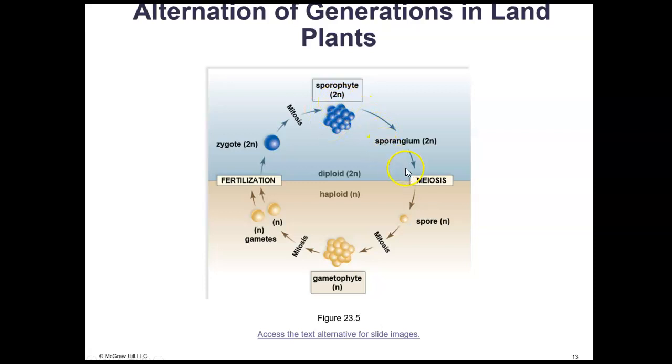The sporophyte is going to undergo meiosis and produce spores. In the mosses and the ferns, the first phyla that we study, the spores are just going to be spores. They're not going to develop into seeds. The spore is haploid, and that spore will germinate and divide by mitosis into the haploid gametophyte structure. And the gametophytes will form haploid gametes, the sperm and the egg.